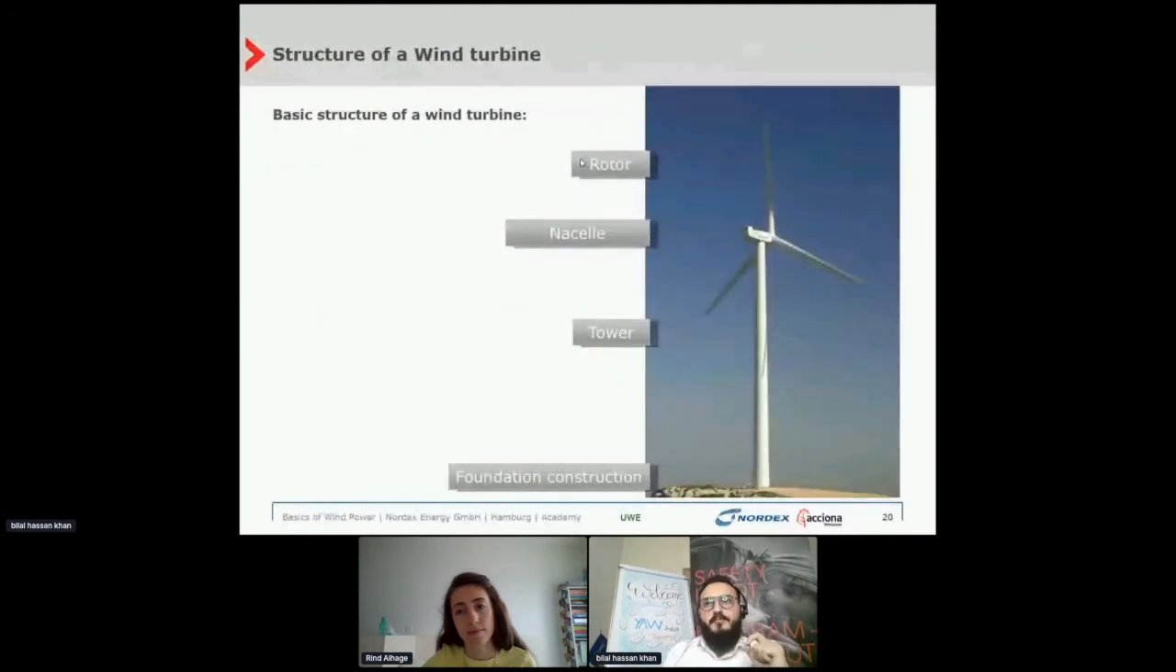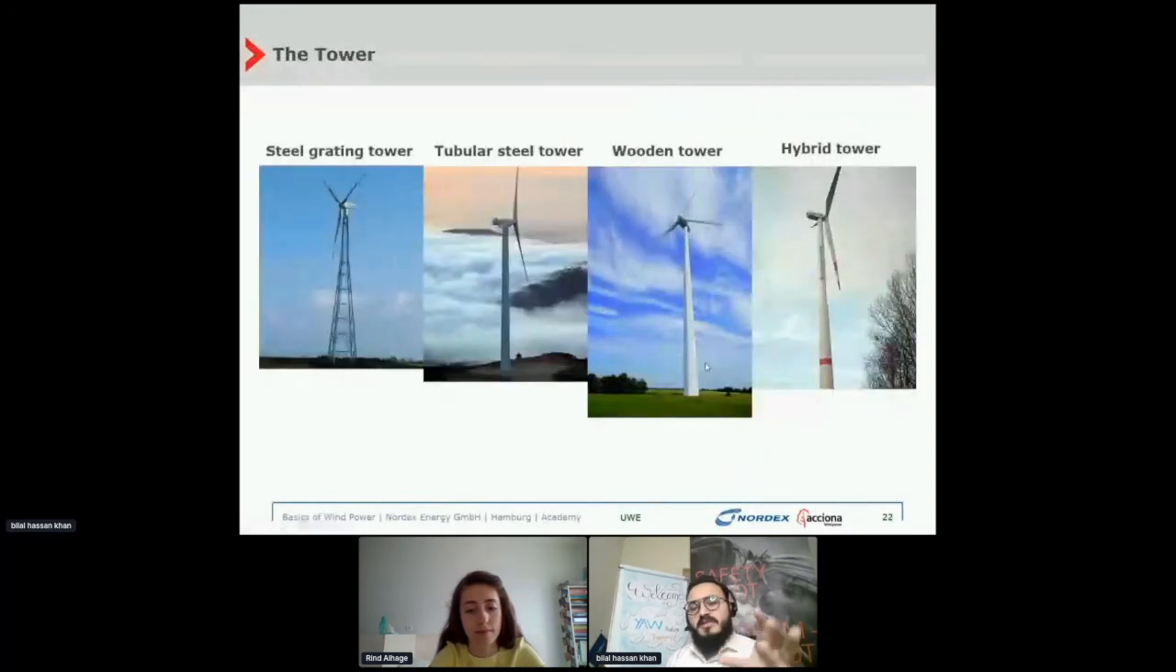Now we talk about the basic structure of the wind turbines. The basic structure of the wind turbine is that we have a rotor, the rotating part of the turbine. The rotor consists of 3 blades and 1 hub. Then we have a nacelle, and then we have a big tower and foundation. We'll talk about all these things separately one by one. First, let's talk about the tower.